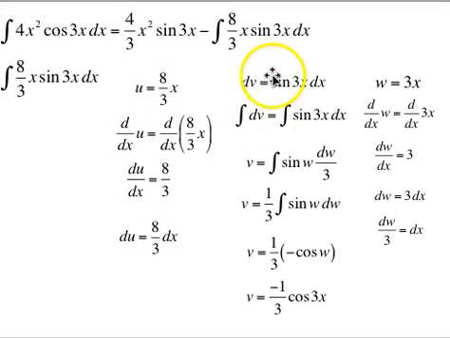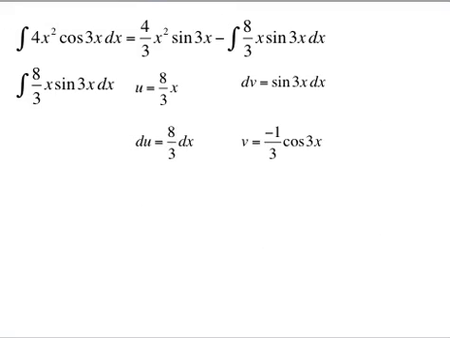So we have u, du, dv, and v. We have everything we need to do this integral. Once we have that integral done, we're going to substitute it back up here to get our answer for our original integral. There's our original integral. Of course, integral of u dv is uv minus the integral of v du. Integral of 8/3 x sine 3x dx is uv, 8/3 x times negative 1/3 cos 3x, minus the integral of v du, minus the integral of negative 1/3 cos 3x times 8/3 dx.